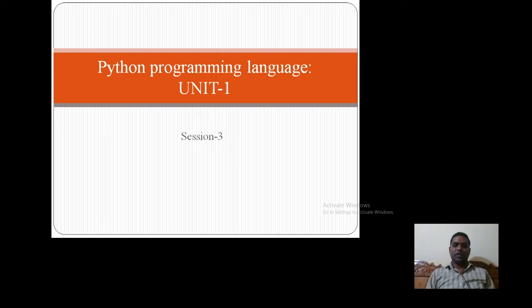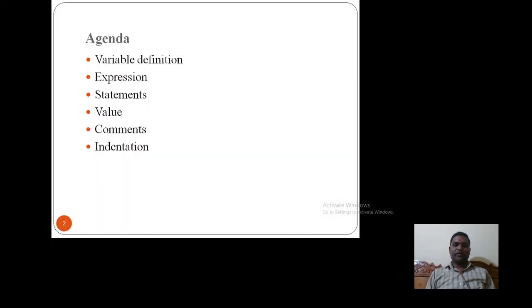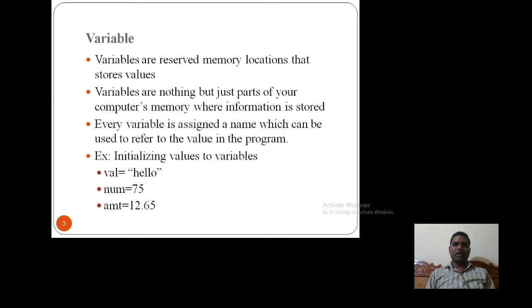This is session 3 class, and here we are going to learn variable definition, expression, statements, value, comments, and indentation. So we'll see what variables are. Variables are reserved memory locations that store a value. That means it's a reserved memory location in our computer which can be used to store a value in our Python programming language. It's just part of your computer memory where you can store your information.